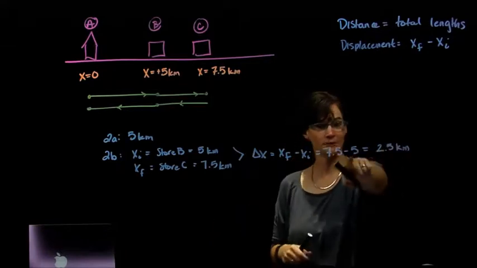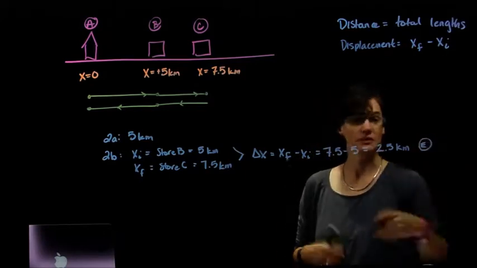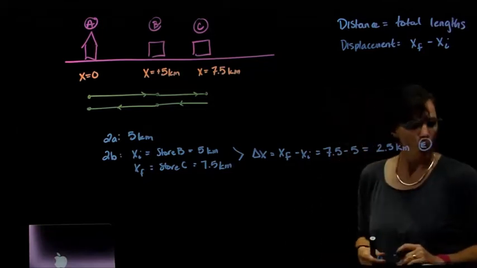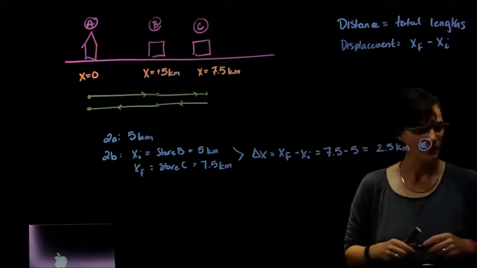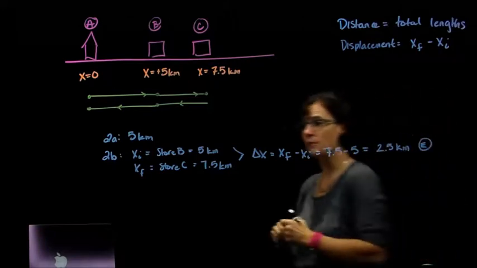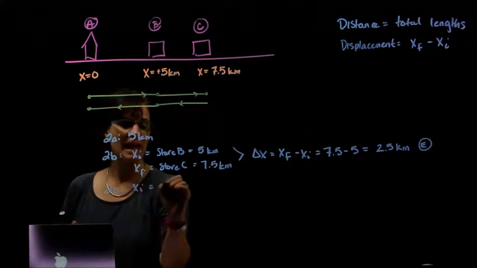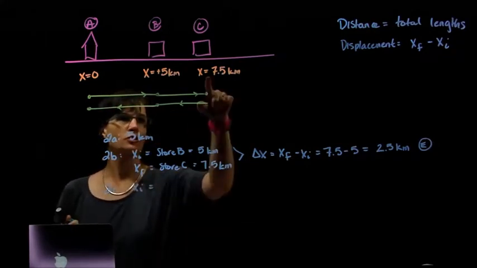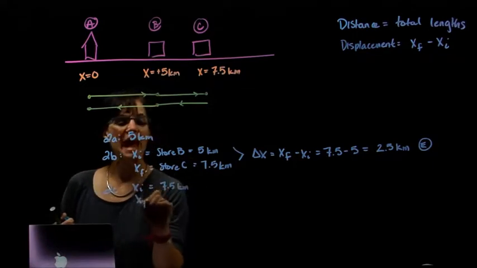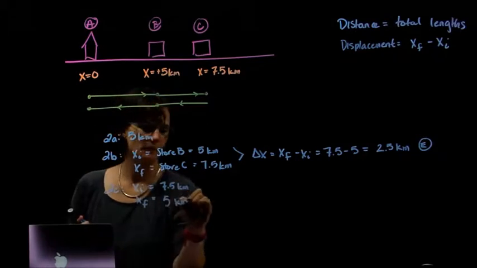It's positive, so it's 2.5 kilometers east, or positive in our coordinate system. Good. What is the displacement Jeanie had when she went from store C back to store B? So now we're looking at the motion. This is part 2C, where she's starting at store C. Well, store C is 7.5 kilometers, and she's ending her final position at B, which is 5 kilometers.